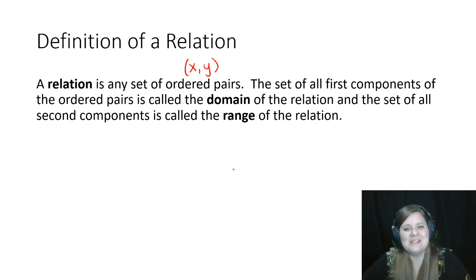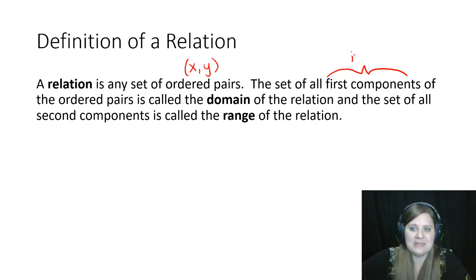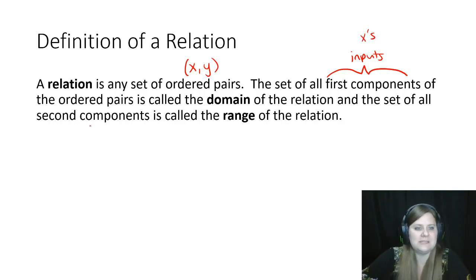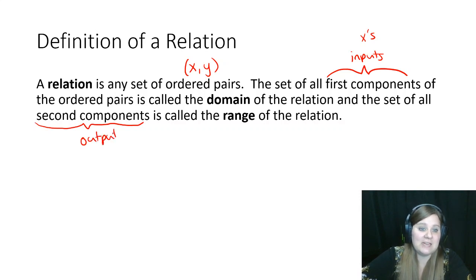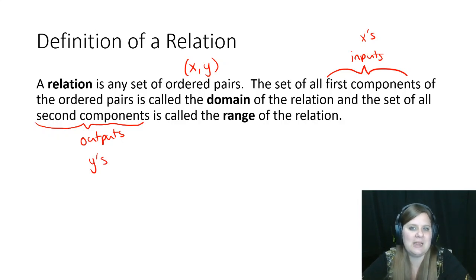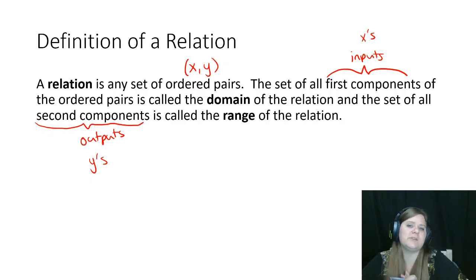The set of all first components, or inputs, which in my example of (x, y) would be my x's, is called the domain, and the set of all second components, or outputs, which again in our example of (x, y) is going to be the y's, is called the range of the relation. So keep in mind a relation can be any relationship between two values, but it doesn't have to be a specific one.